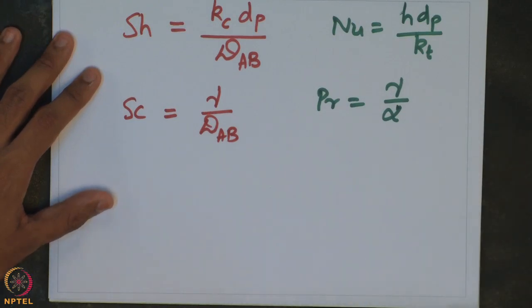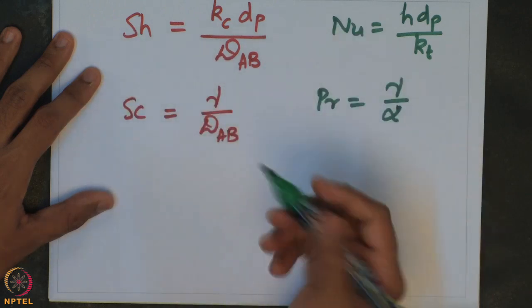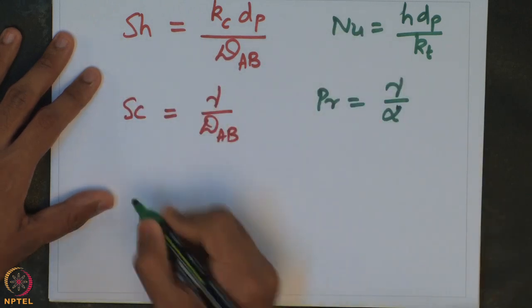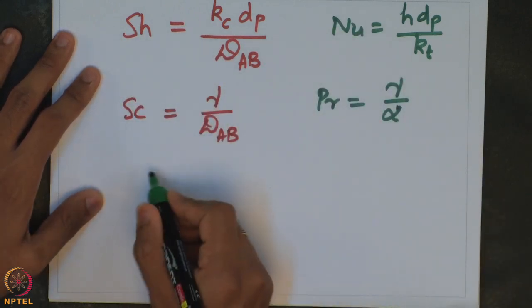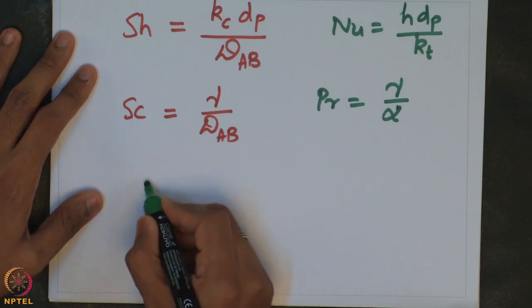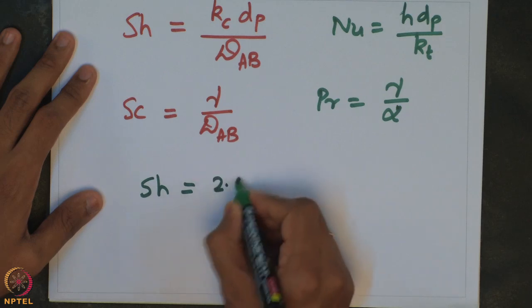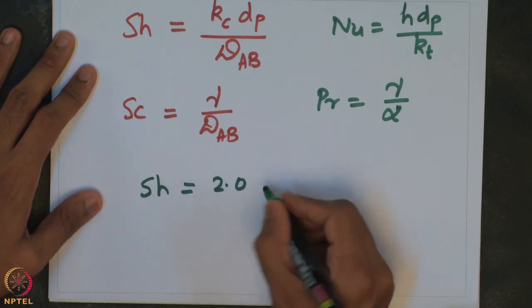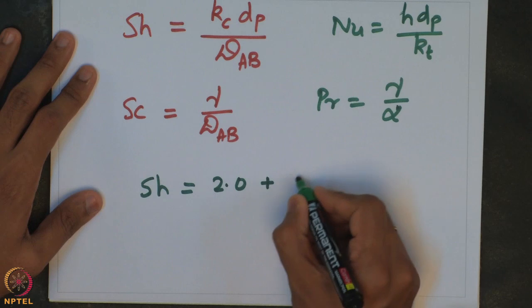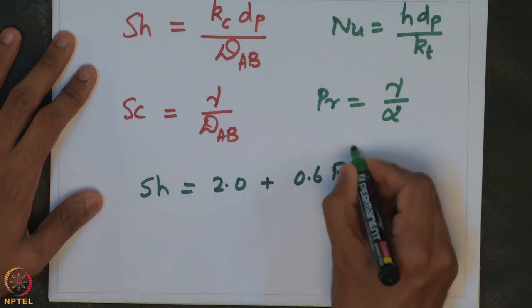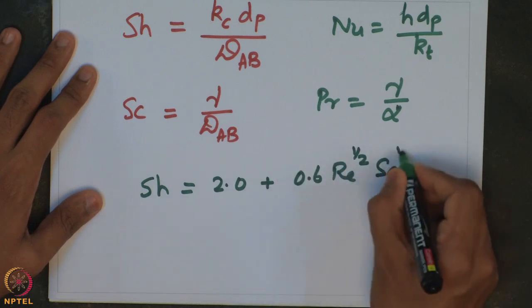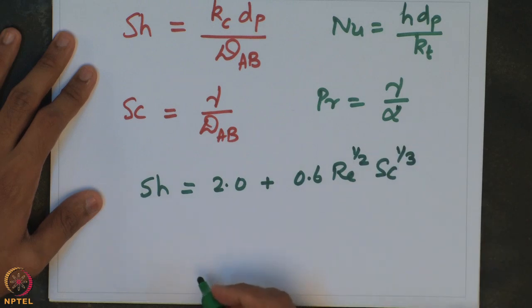Now, because of this boundary layer analogy and because of the similarity in these dimensionless numbers, we can see that the correlation that is used for heat transport can be directly ported to mass transport as well, and therefore, the Sherwood number can be related as 2 plus 0.6 into Reynolds number to the power of half into Schmidt number to the power of 1 by 3.